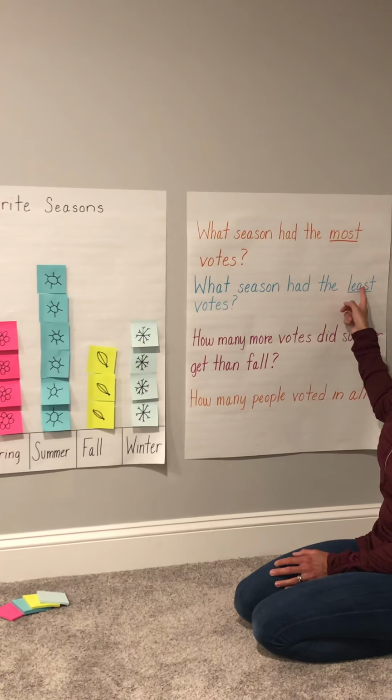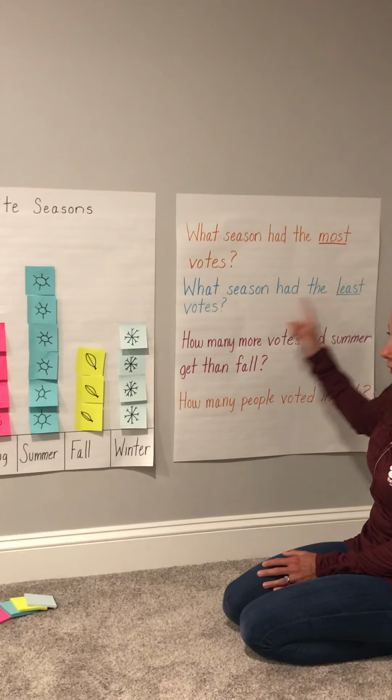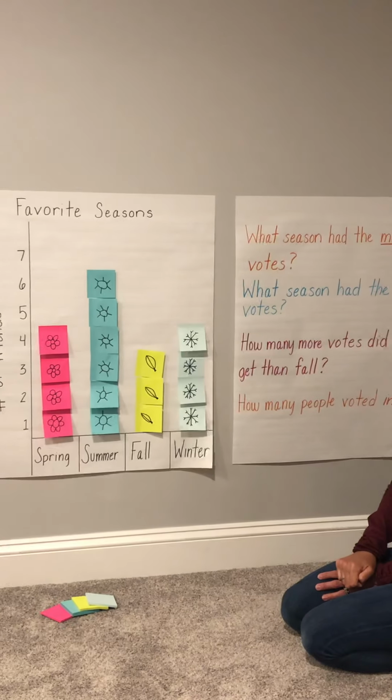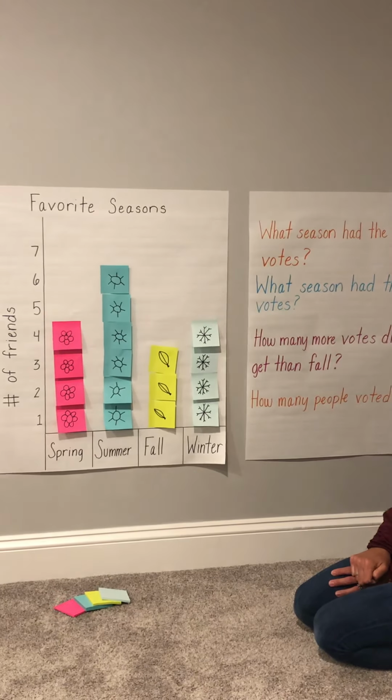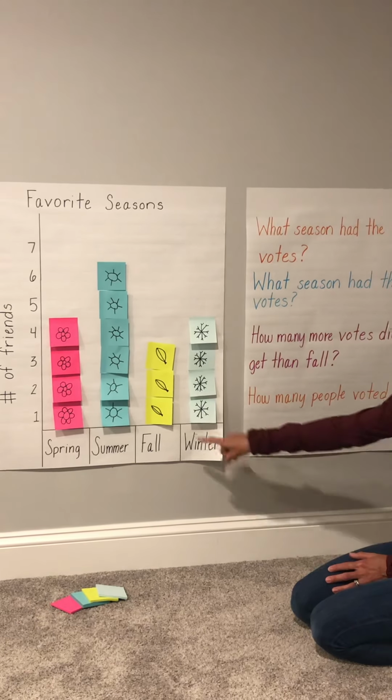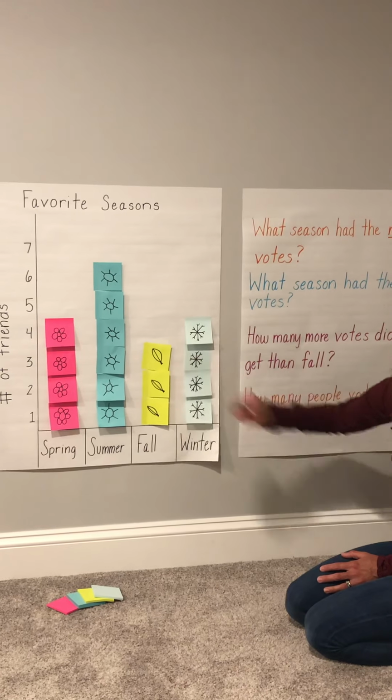What season had the least votes? Least is another word for the smallest amount of votes. So when I look back, which season had the least amount of people that voted? And I can see that fall only had 3.